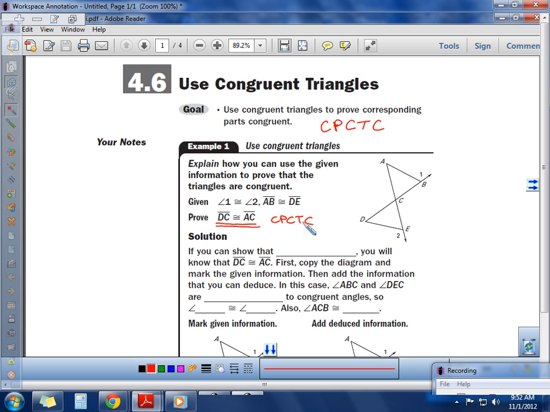Sometimes, though, we have to add some reasons, add our given marks, and make sure they're noted properly to prove that these parts are congruent. So angles 1 and 2, do they have marks on the picture? Nope, we have to add them. Those are my givens. What about AB and DE? Are they marked? No, so we have to add those as well.